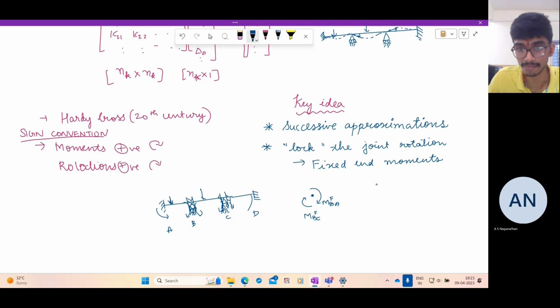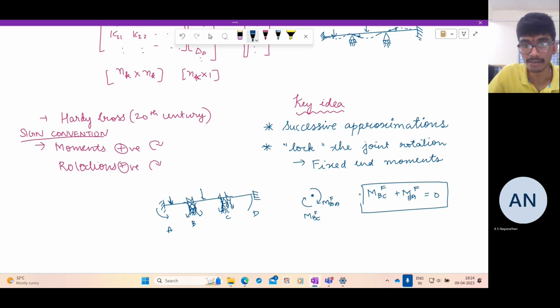If the joint is in equilibrium, what do we expect? We expect MBCF plus MBAF should be equal to 0. So this is an equilibrium condition. But that will happen in the real beam. When the joints are allowed to rotate, the joint generates such a rotation so that it develops enough moment to counteract the imbalance that is occurring from the fixed end moments.